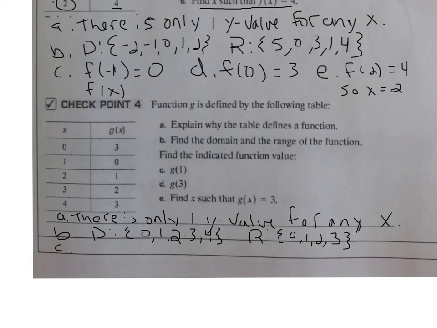C, you got g of 1. G of 1 is 0. D, g of 3. That is 2. And E, g of 4 is what equals 3. So x equals 4.